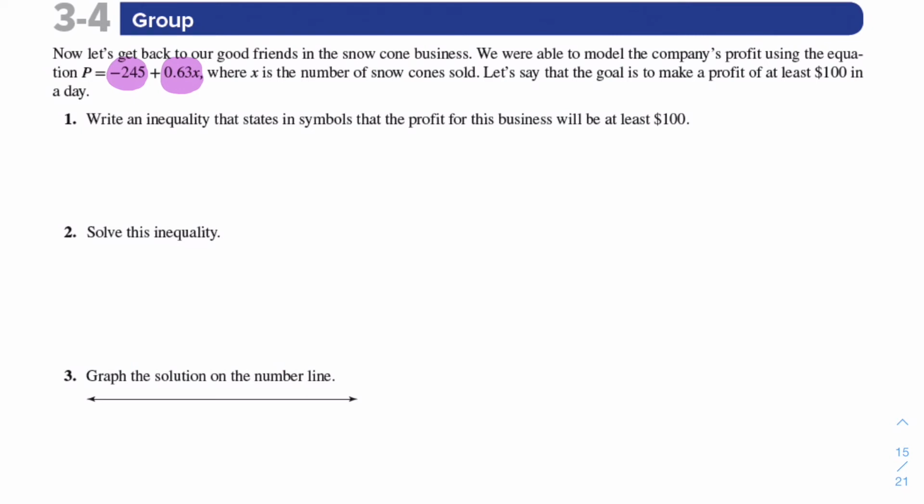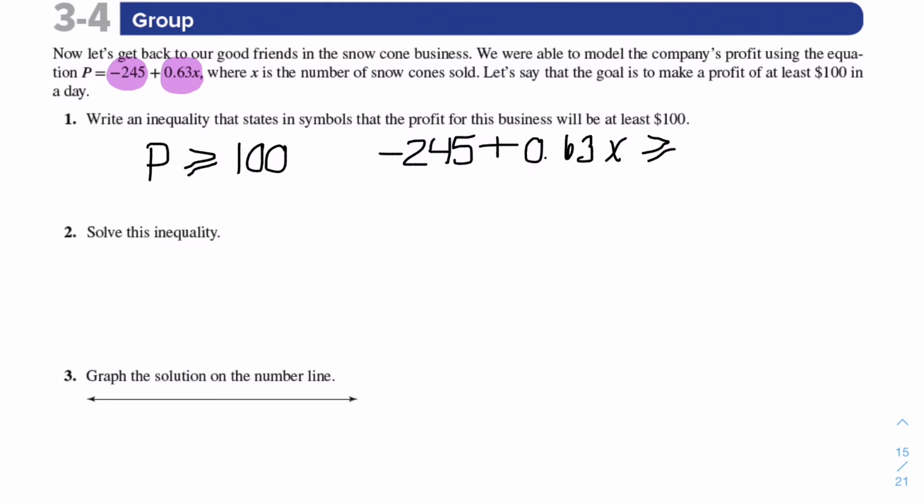So now we want to write an inequality that states in symbols that the profit for this business will be at least $100. So we want our profit to be at least $100. But the profit is exactly -245 plus 0.63 times x. So we want this expression to be at least $100.